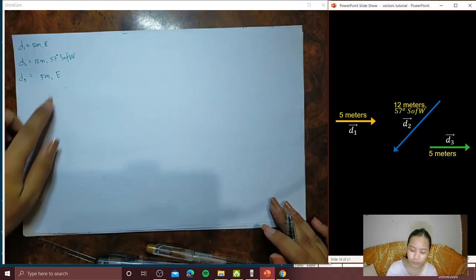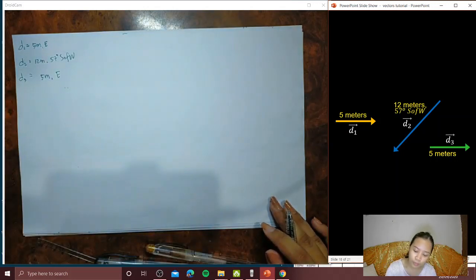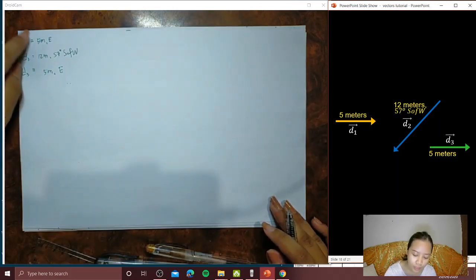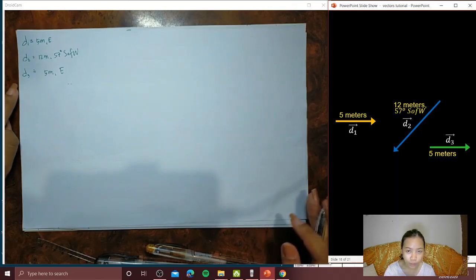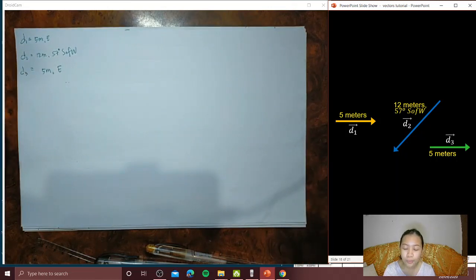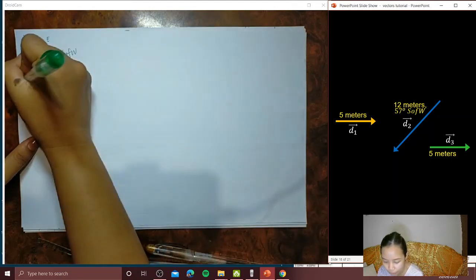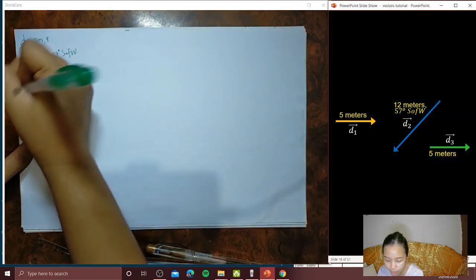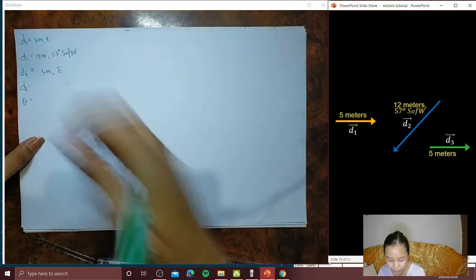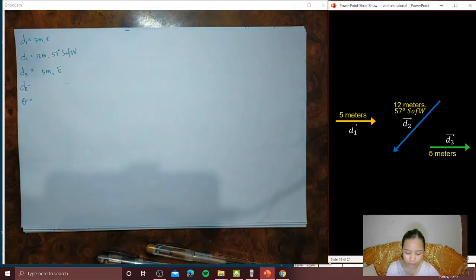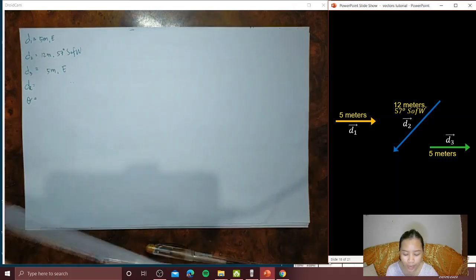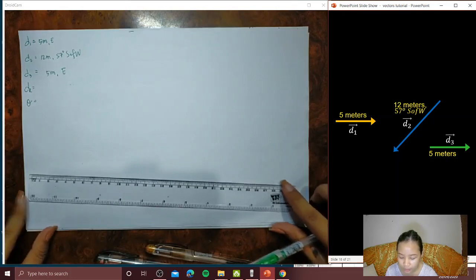Okay, if we look at them, they are the same as the given in our previous example. So, what we will do is the same as how we solved our previous example. So, we are going to look for the D sub r and for the theta. Okay, now let us plot our values or our vectors in our Cartesian plane.